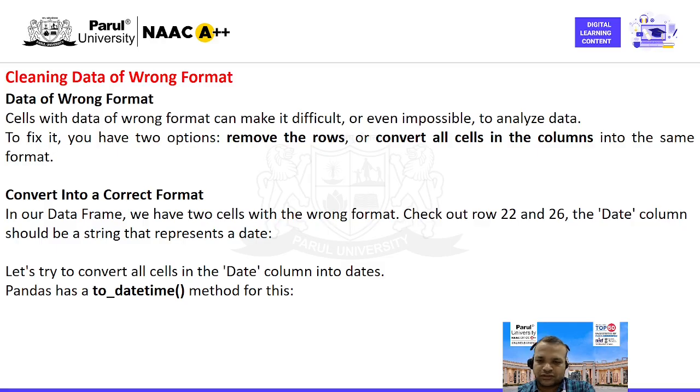First, we have an option: remove the rows. The second option is to convert all cells in the column into the same format. If you want to remove them, you can remove them simply. If you want to convert all cells in the column into the same format, you can do that too.